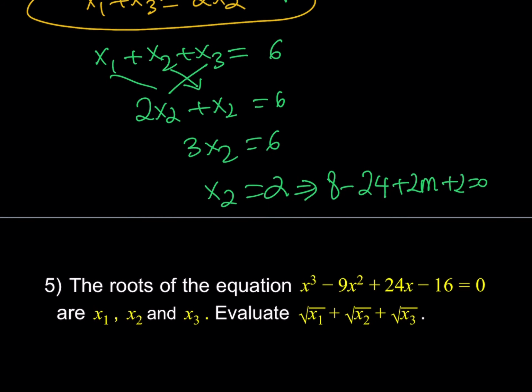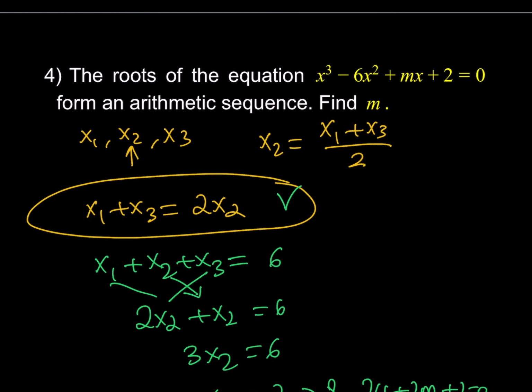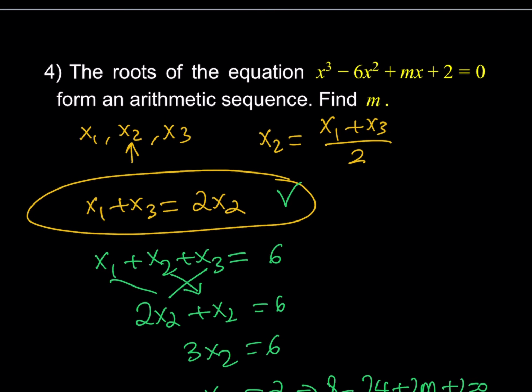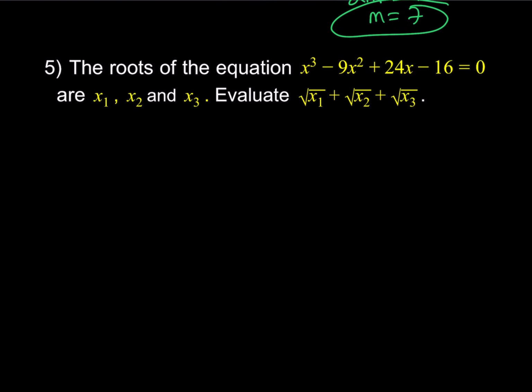So what I'd like to do is solve this problem, and I have little room left, so let's go ahead and do it efficiently. 2m, so I'm going to be getting 10 minus 24, which is negative 14, but it's going to be on the other side, a positive 14, and from here, I'll be getting m equals 7, which is what I was trying to find. Okay, awesome. Number 5, let's take a look.